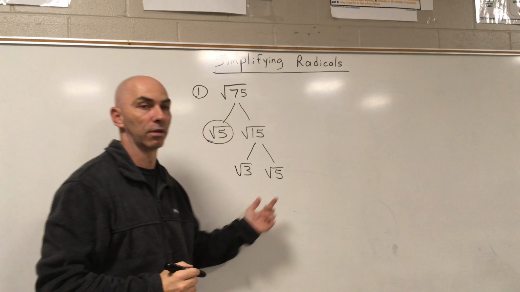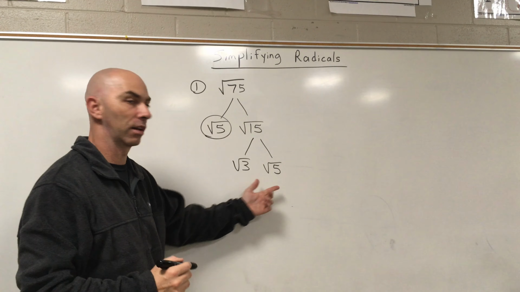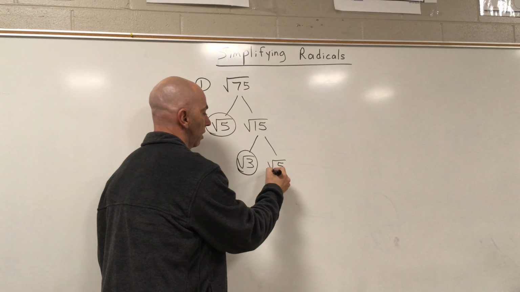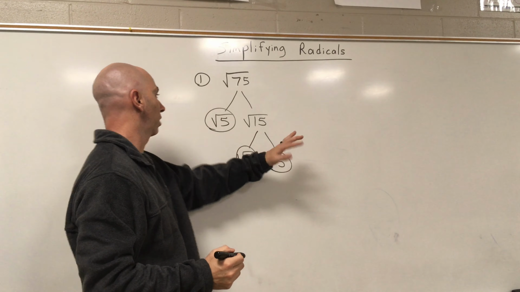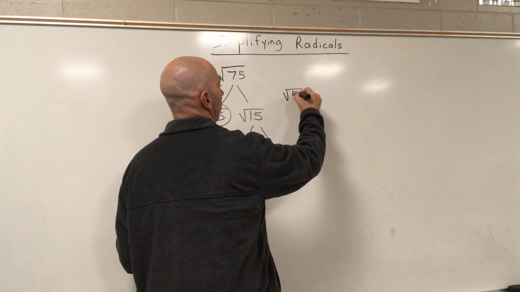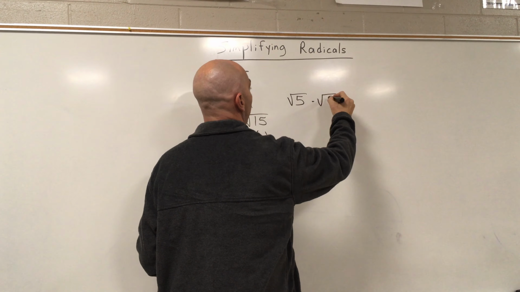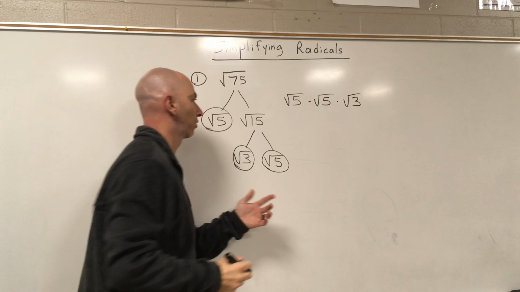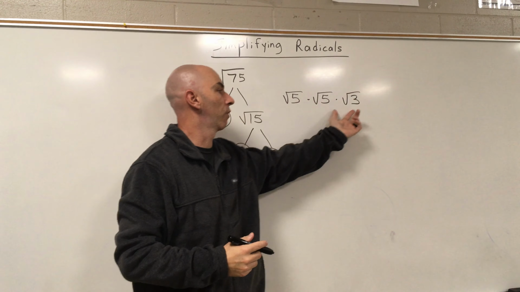Are these two prime? Yeah, they can't go any lower. Nothing goes into 3 and 5 except for 1. So circle it. So we're all done. Now, what do I have left? I have the square root of 5 times the square root of 5 times the square root of 3. That's all I have. I look at all my circles and put them over here.